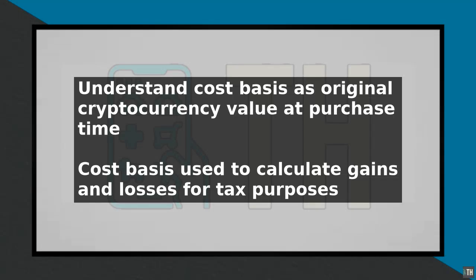To fix missing cost basis on Coinledger, start by understanding what cost basis is and why it is important for tax reporting. Cost basis refers to the original value of a cryptocurrency at the time of purchase, which is used to calculate gains and losses for tax purposes.